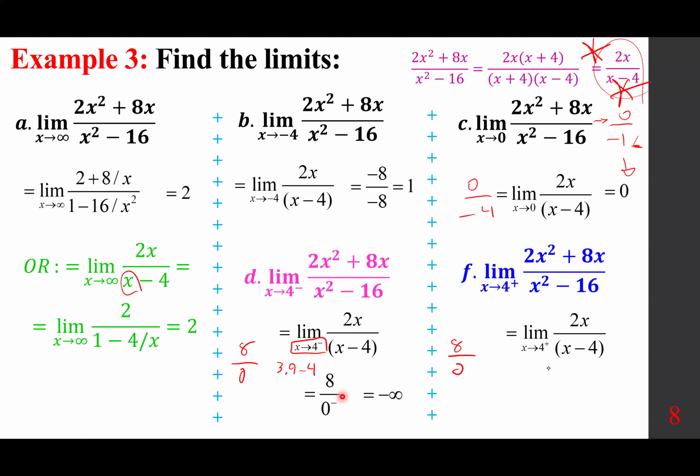Whereas this one, x approaches 4 from the right, like 4.1 minus 4. The denominator is 0.1, which makes it 8/0 from the right. That's positive infinity. Again, this methodology that I showed you is the fastest way to give you the answer. I hope it's clear to everybody.